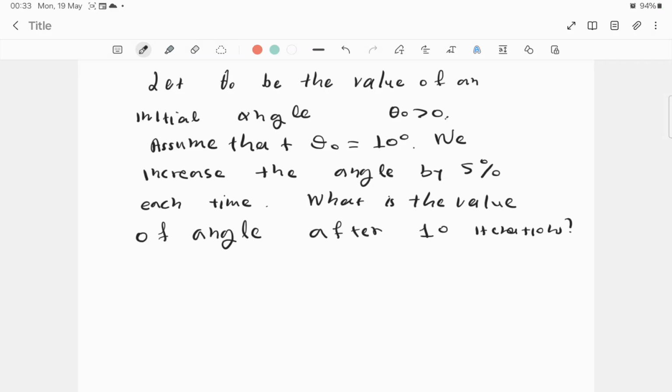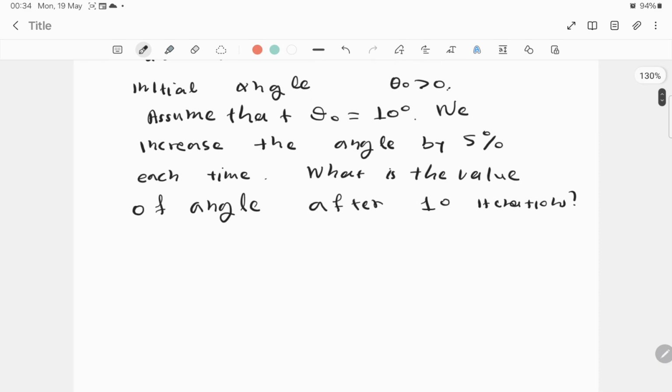Let theta naught be the value of an initial angle, where theta naught is strictly bigger than 0. Let's say that theta naught is 10 degrees, the initial angle. We increase the angle by 5% each time. What is the value of the angle after 10 iterations? First of all, we need to derive the formula.